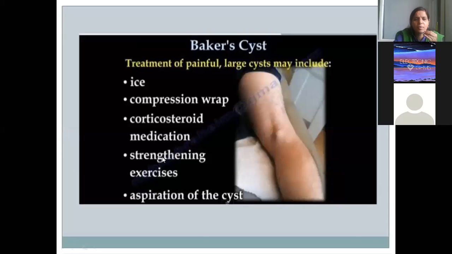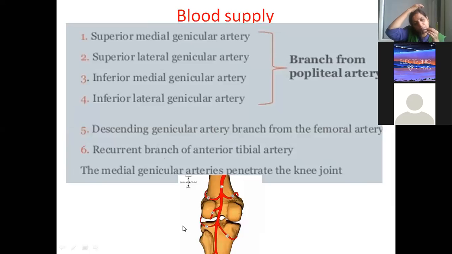Treatment we don't require. Now coming to blood supply, you just need to remember the blood vessels which are taking part in the anastomosis around knee joint. What is the name of this artery which is continuing from femoral?